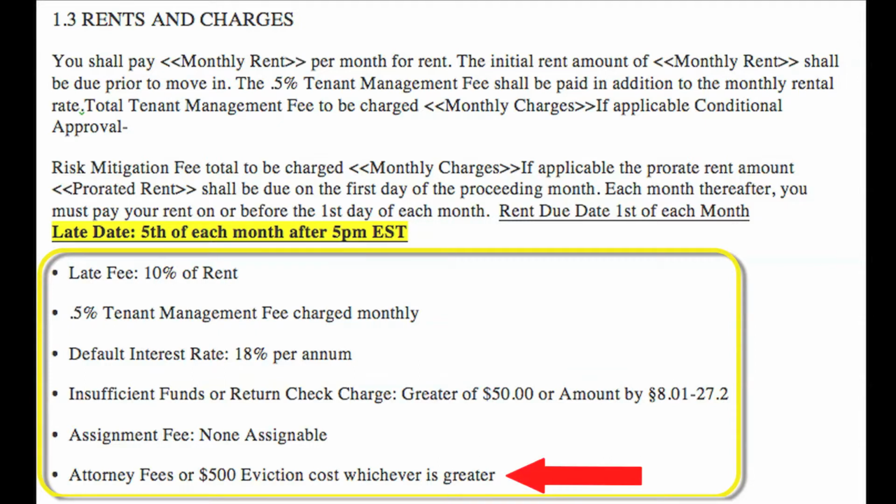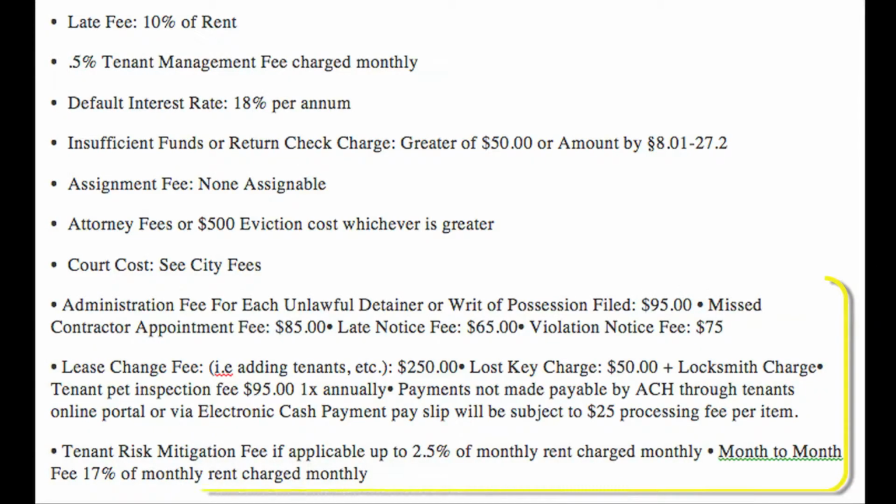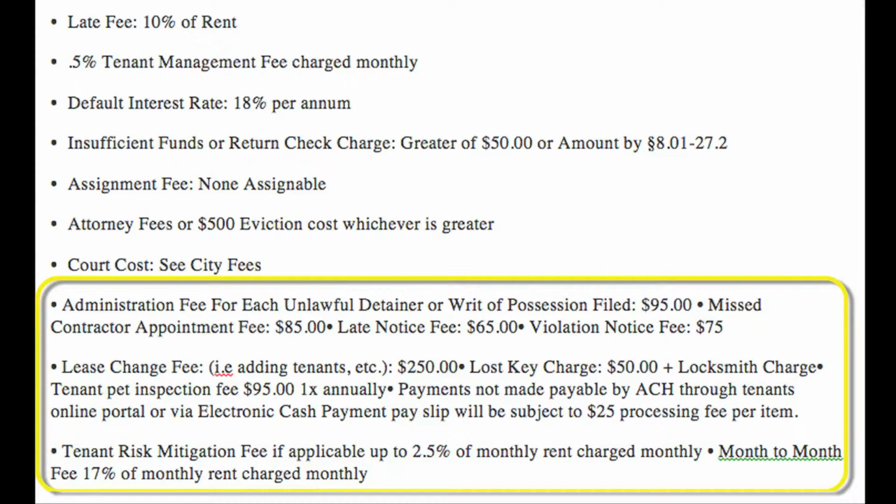Attorney fees will be the greater of $500 for eviction cost or whichever is greater. Court cost, see your local city fees. Administration fee for each unlawful detainer or writ of possession filed will be $95. A miscontractor appointment fee is $85. A late notice fee is $65. And a violation fee is $75.